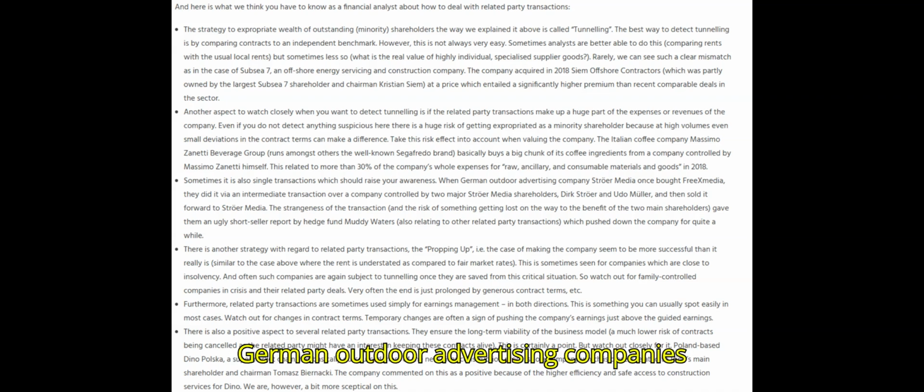When German outdoor advertising company Stroer Media once bought FreeX Media, they did it via an intermediate transaction over a company controlled by two major Stroer Media shareholders, Dirk Stroer and Udo Müller, and then sold it forward to Stroer Media. The strangeness of the transaction, and the risk of something getting lost on the way to the benefit of the two main shareholders, gave them an ugly short seller report by hedge fund Muddy Waters, also relating to other related party transactions, which pushed down the company for quite a while.